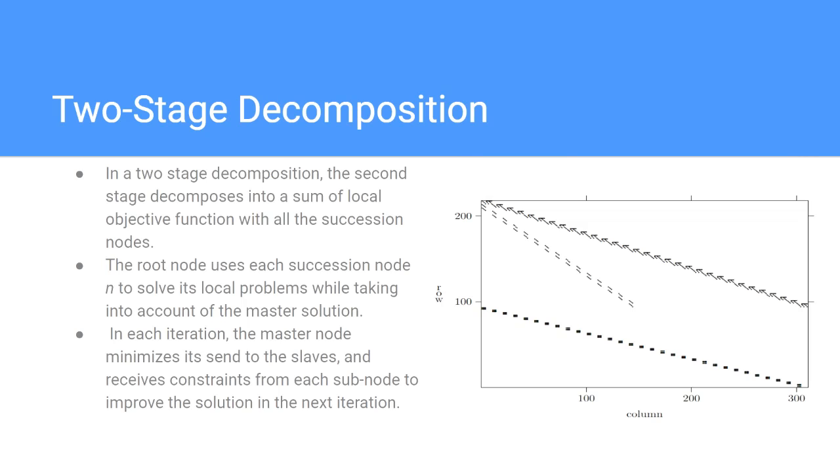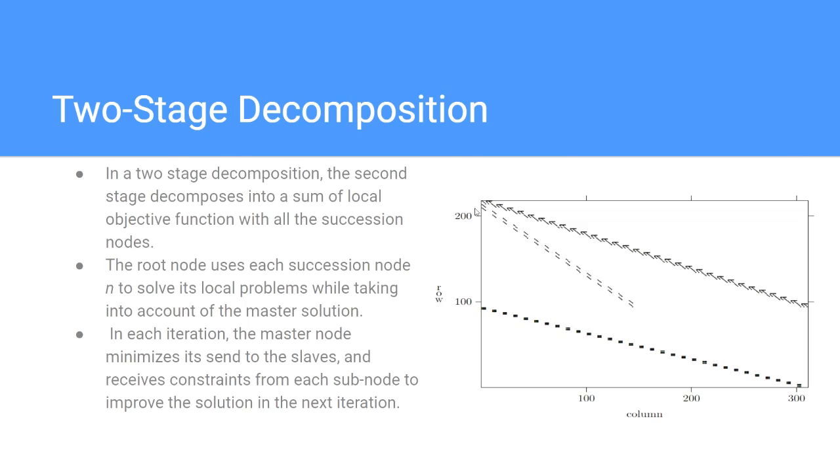So, two-stage decomposition. In a two-stage decomposition, the second stage decomposes into a sum of local objective functions with all the succession nodes, and the root node uses each succession node n to solve its local problems while taking into account the master solution. In each iteration, the master node minimizes, sends to the slaves, and receives constraints from each sub-node to improve the solution in the next iteration.